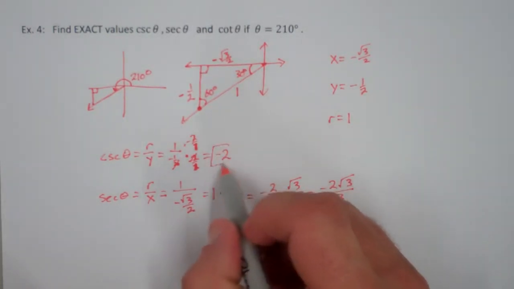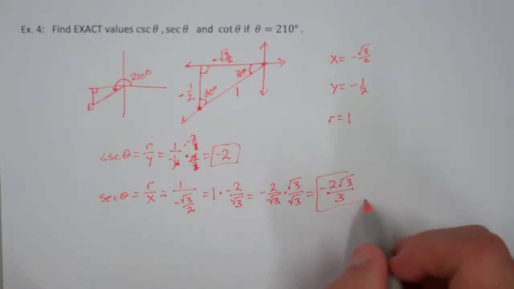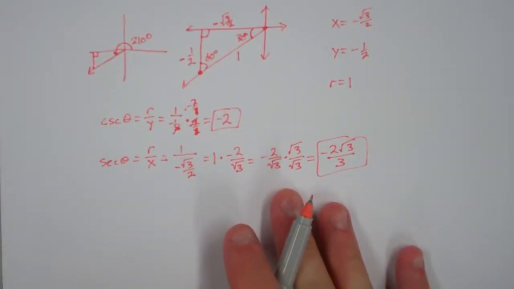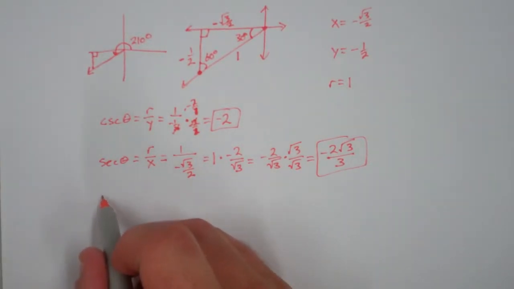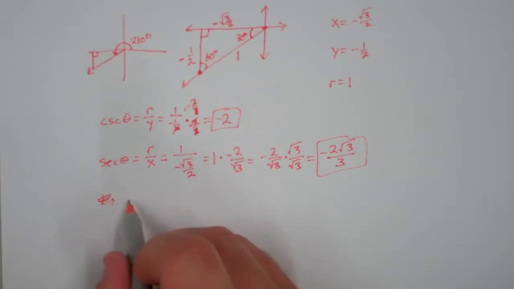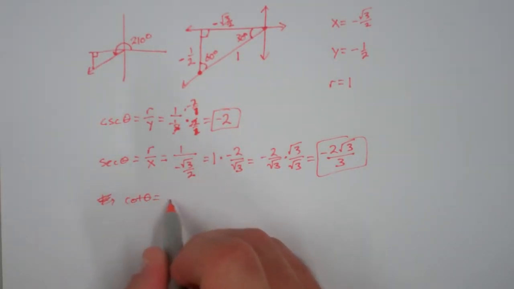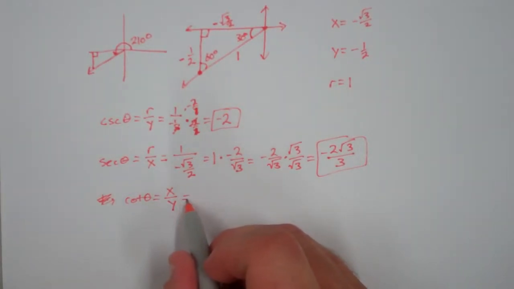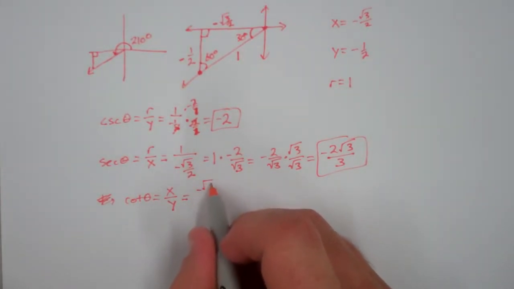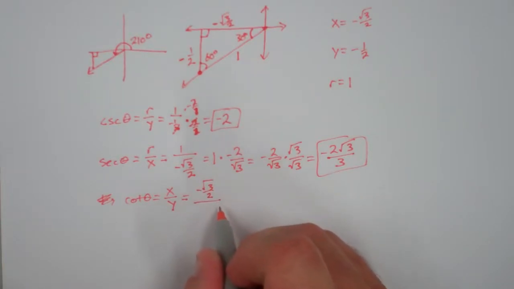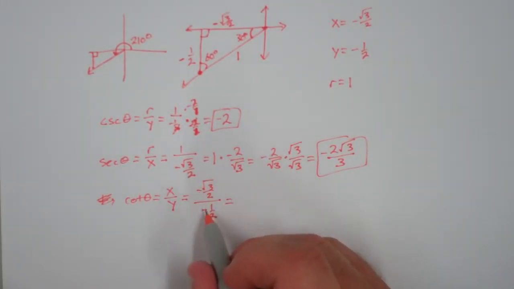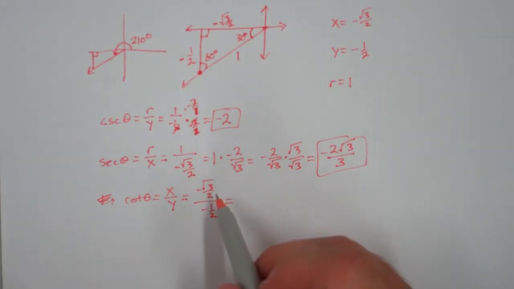So we've got negative 2 there for the cosecant. Secant is negative 2√3 over 3. I'll move this up slightly for you. And then we've got the cotangent. Cotangent of theta is x over y, just the reciprocal of the tangent. And we've got negative √3/2 over negative 1/2. So we know that's going to be positive. A negative divided by a negative is a positive.